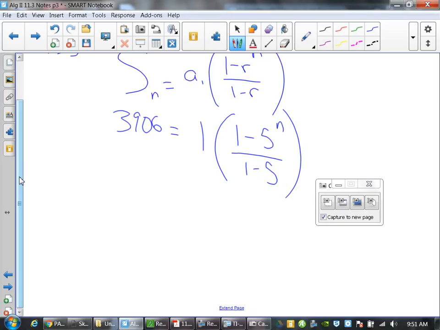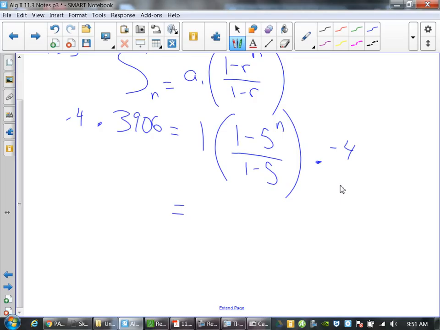So in this case again, does the 1 have any bearing to the problem? No. So I need to get rid of the fraction. The denominator is 1 minus 5. What do you get? -4. Good. So what I want to do is I'm going to multiply both sides by -4. Okay? So 3906 times -4 is going to be -15,624. Correct. Okay. That equals what's left in my numerator, 1 minus 5 to the n.